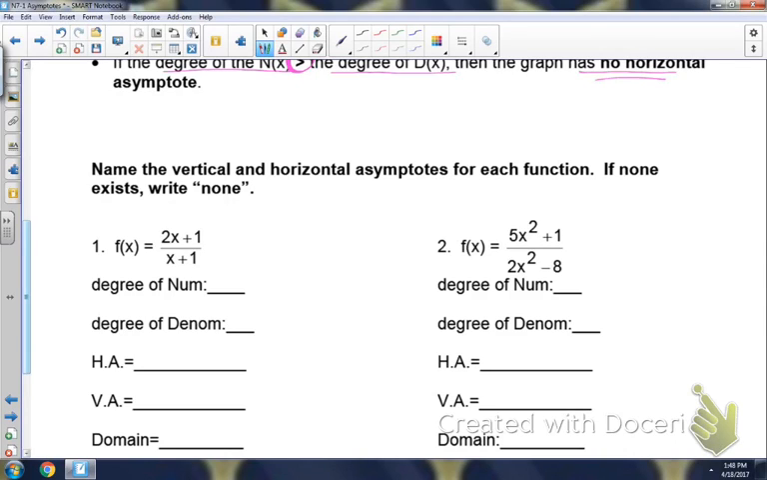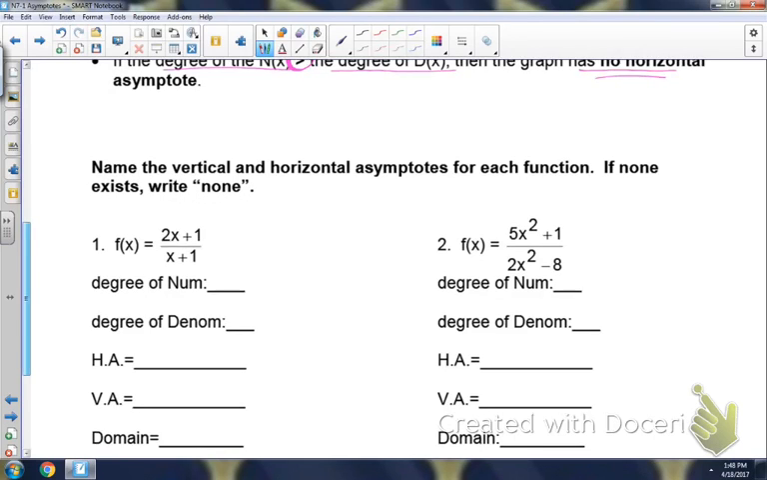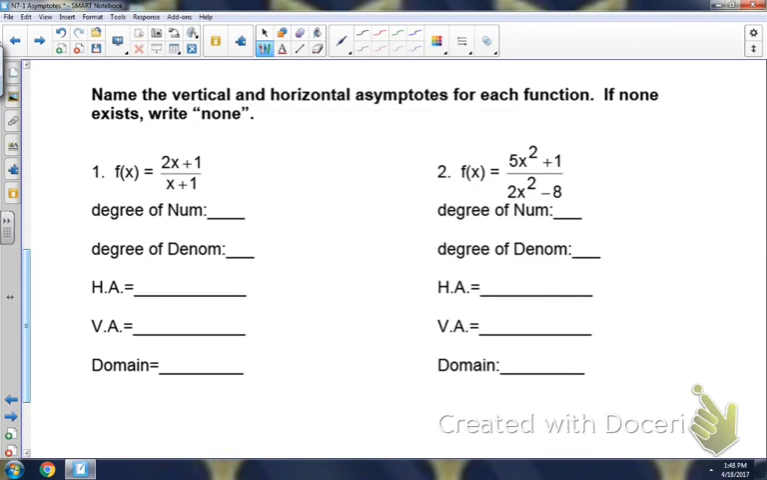Alright, so we're going to name the vertical and horizontal asymptotes for each function. If none exist, write none. All right, so we're looking at the degree. Remember, we just talked about degree is your highest exponent. Notice on the top, the highest exponent is a 1. On the bottom, it's also a 1. So you're looking at the variable, looking at that highest exponent.